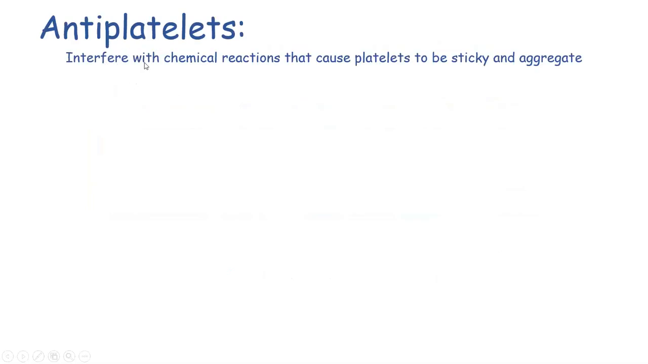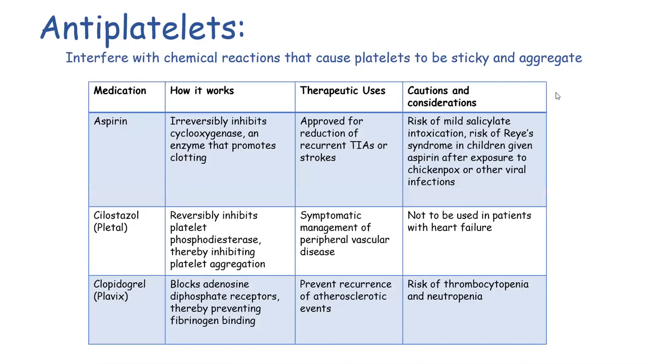Antiplatelets. Platelets are affected by chemical reactions. How do we prevent platelet aggregation? You want to interfere with the chemical reactions that cause platelets to stick, and once they stick, they aggregate. Whenever a few start sticking together, it's like a snowball rolling downhill.